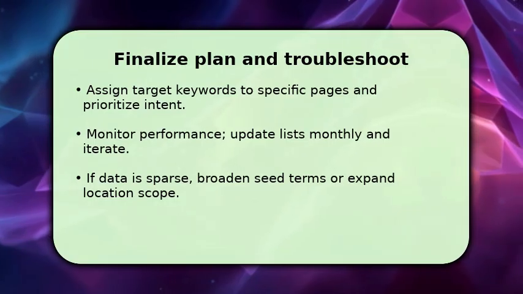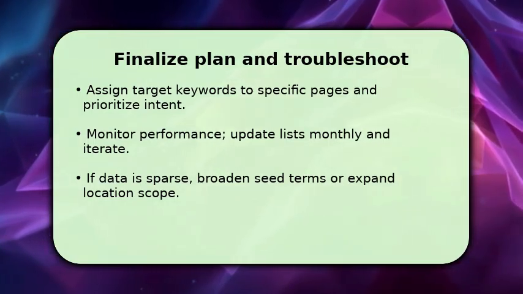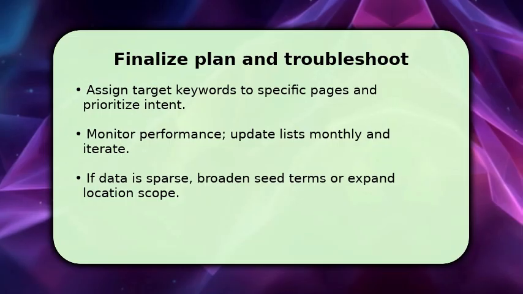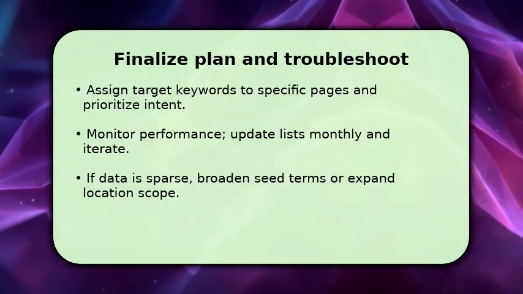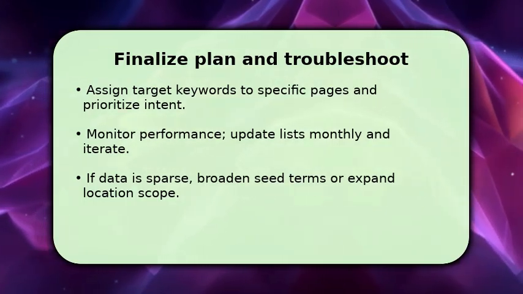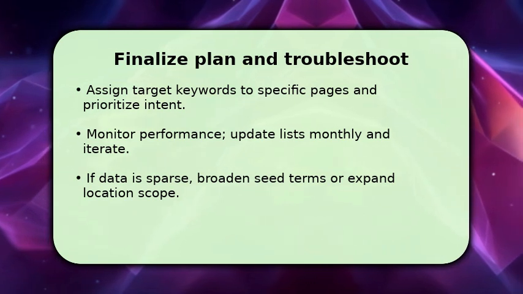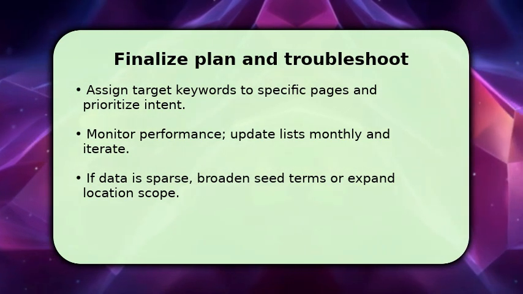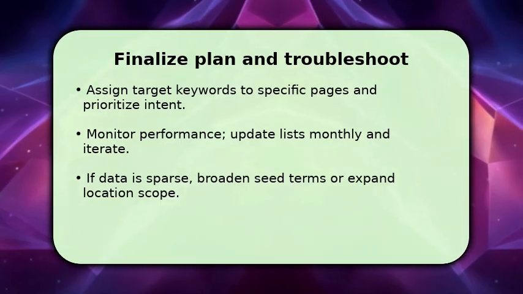If results look thin or volatile, broaden seed terms, increase location scope, or switch match types to gather more data. This fixes sparse suggestions. Finally, document changes and test landing page tweaks. Small iterative updates compound into measurable SEO gains over time.